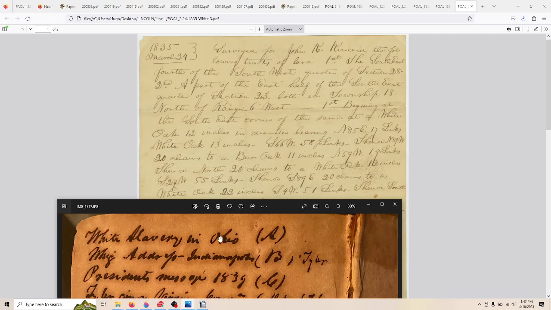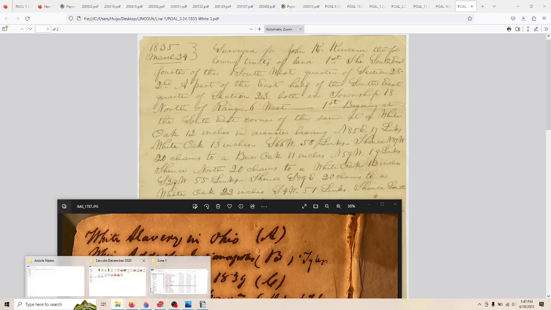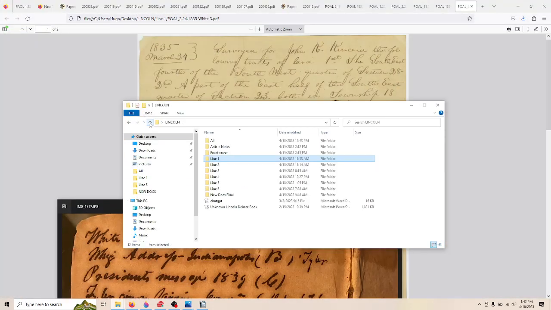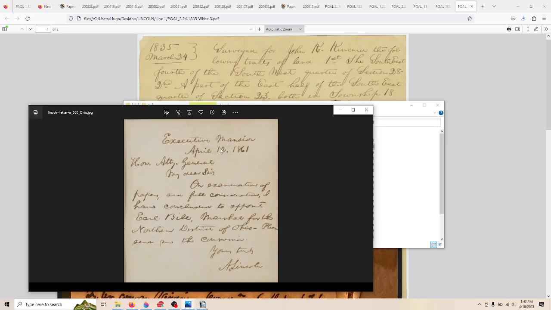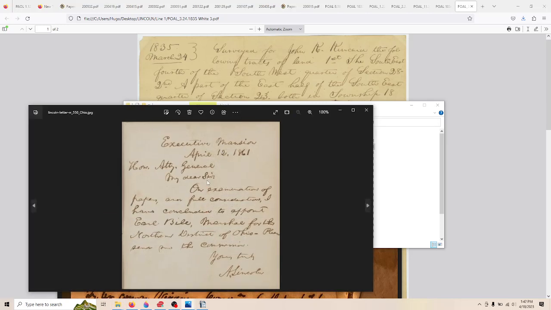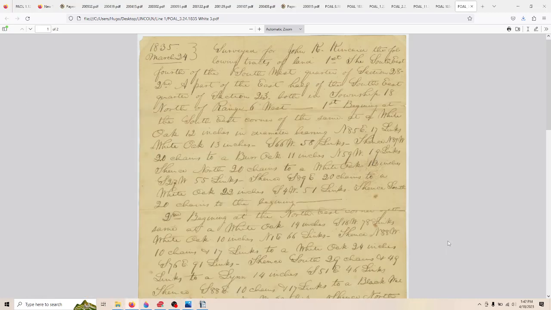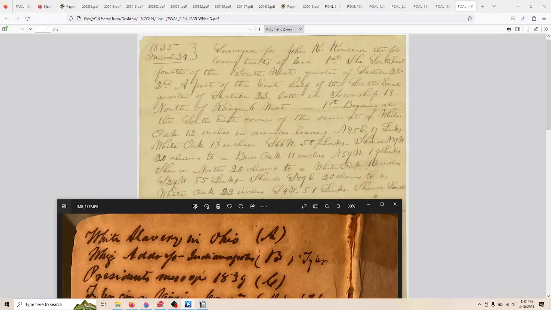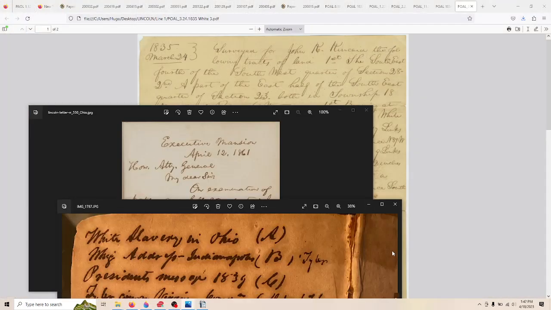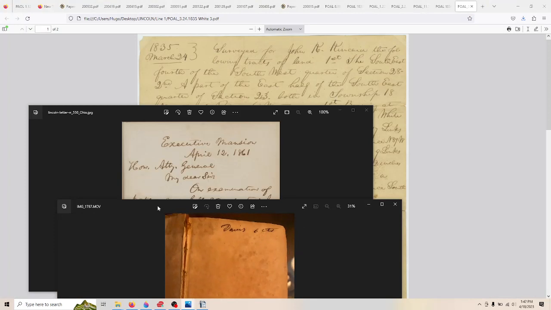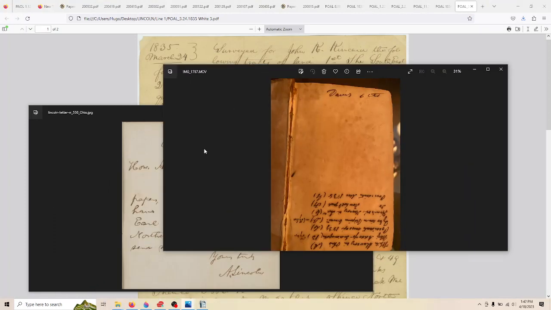What about the word Ohio? Right? Ohio's nearby. You have to assume Ohio is going to be around. Well, here's a document. Executive Mansion, 1861. This one should be easy to find. Here's the word Ohio. Take a look at his document compared to the document we have here. Try that again.